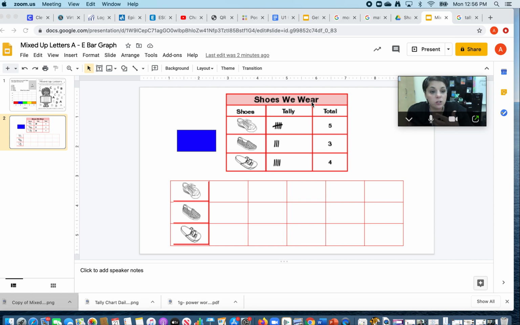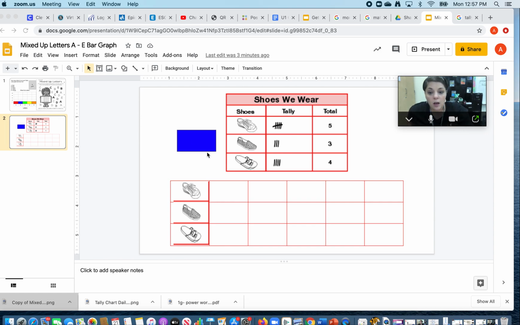Okay, so they took a group of people and they looked at what kind of shoes they had. So these are tennis shoes. Those are like slip-ons, and then sandals. So let's look at the tallies and decide which one had 5. The tennis shoes, right? What about the slip-ons? How many did they have? 3. And the sandals? 4. So we're going to take this tally chart and make a graph today.